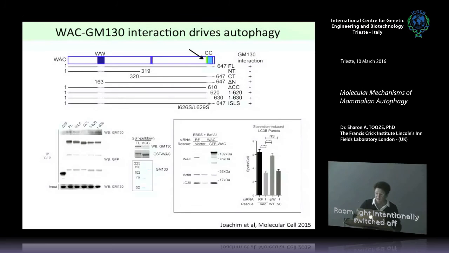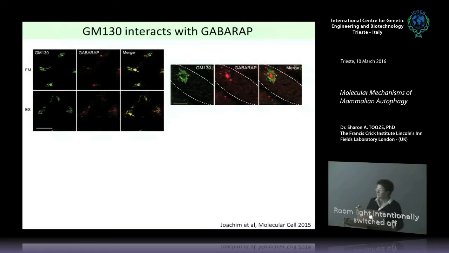So then we started to ask, okay, what about GM130 and autophagy? So we knew that the Golgi changes a little bit when you starve cells, and it's very difficult to quantify, and in different cells it does different things.